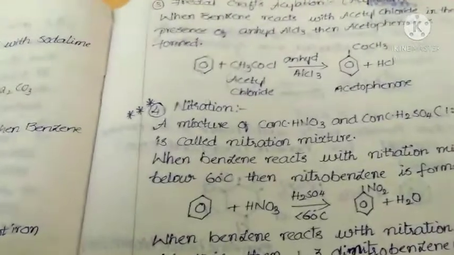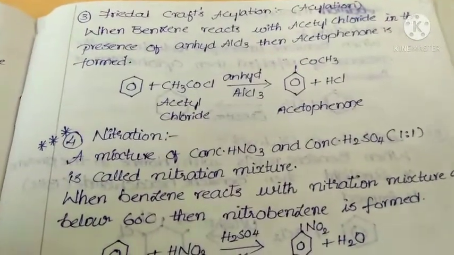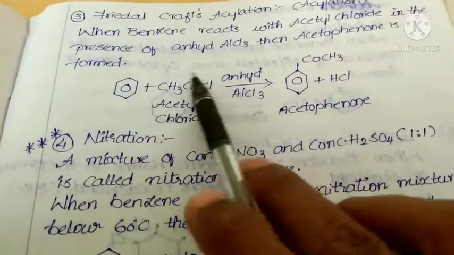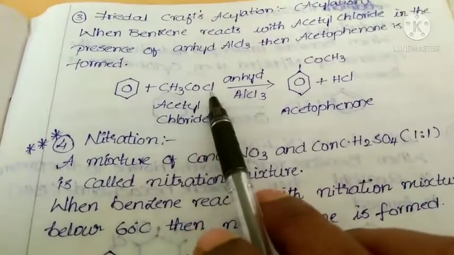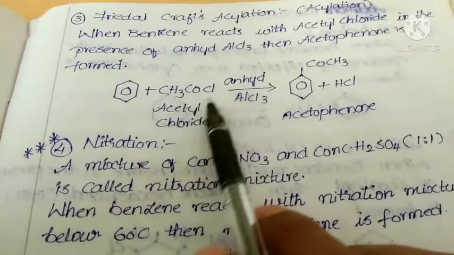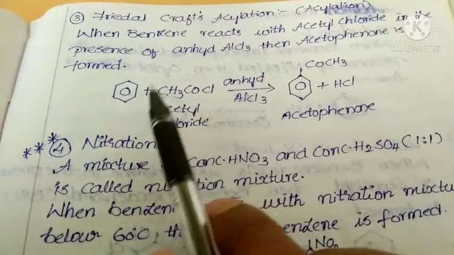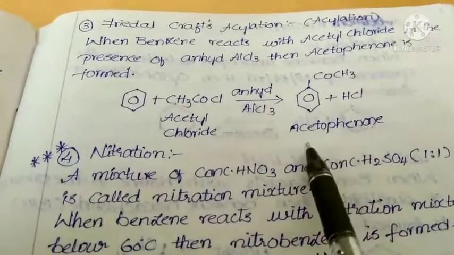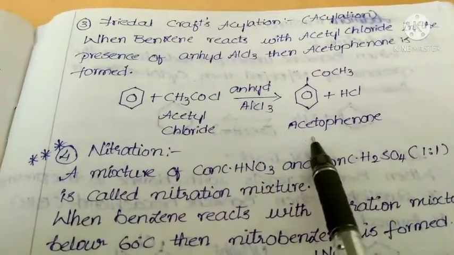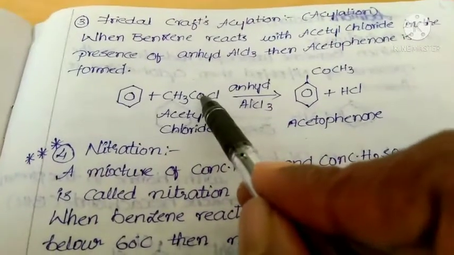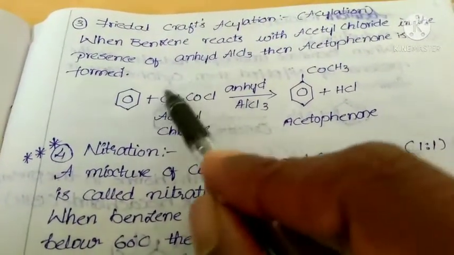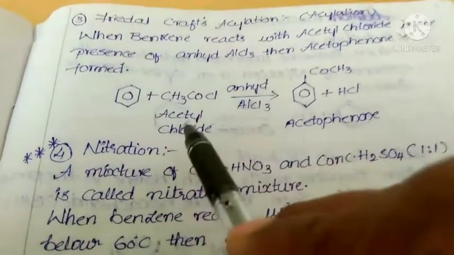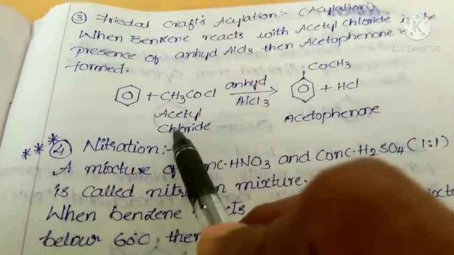Next, Friedel-Crafts acylation. This is also simply called acylation. When benzene reacts with acetyl chloride, what is the formula of acetyl chloride? CH3COCl. When benzene reacts with acetyl chloride in the presence of anhydrous AlCl3, then we get acetophenone. That means COCH3 is the electrophile that comes and attacks and replaces H plus. Here also a substitution reaction takes place.